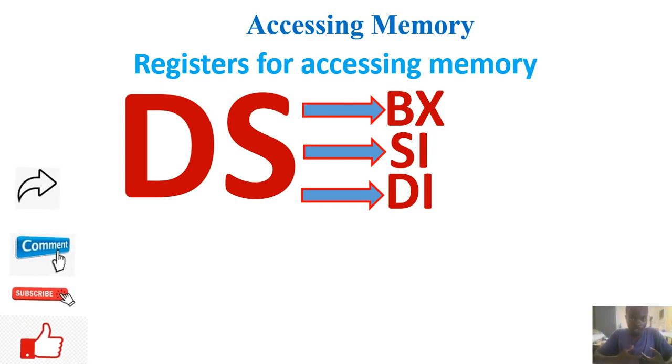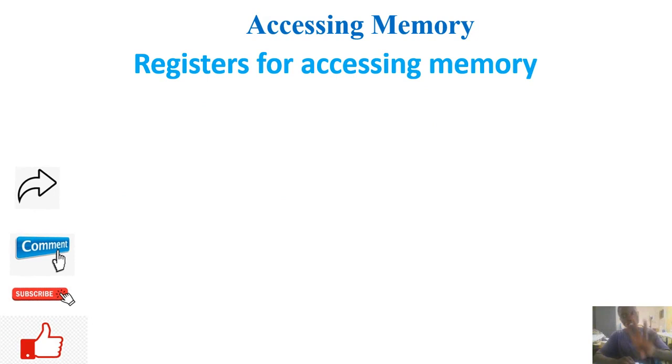Let me repeat myself on this one. I am saying BX, SI, DI, and BP. These are the four registers that we use to access memory. Don't misunderstand me on this one. These are the four registers that we use to access memory, right?